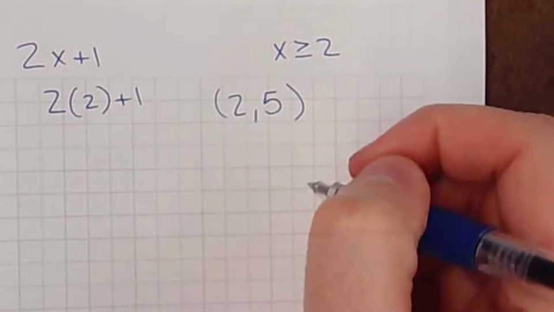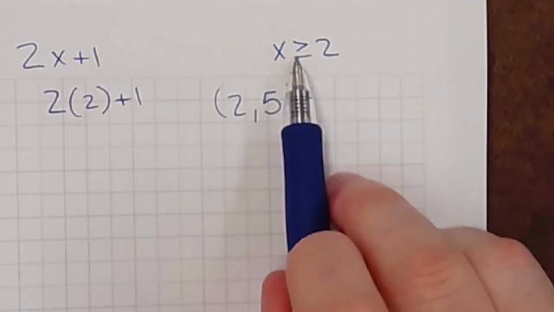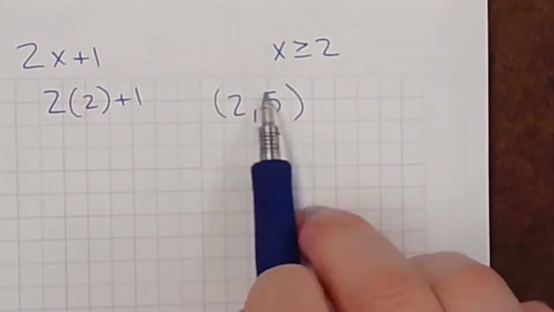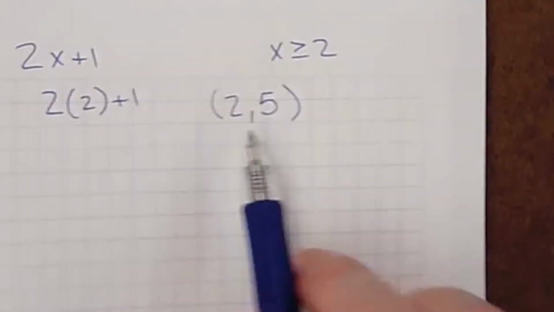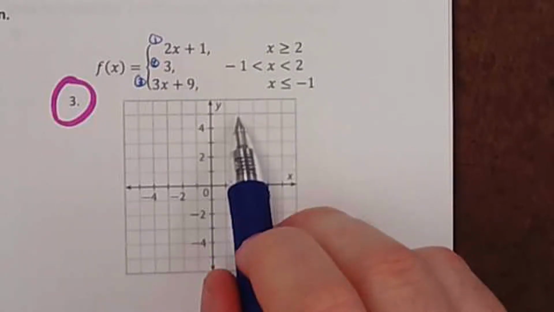So there's my coordinate. Then we look back up here, and this is a line underneath. It's greater than or equal to. So this is going to be a filled in circle when I plot it. So let's go plot it. 2 comma 5. 2 comma 5 is right here. And I'm going to fill in that circle.